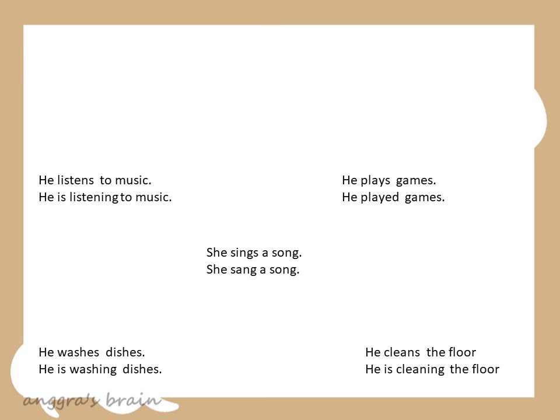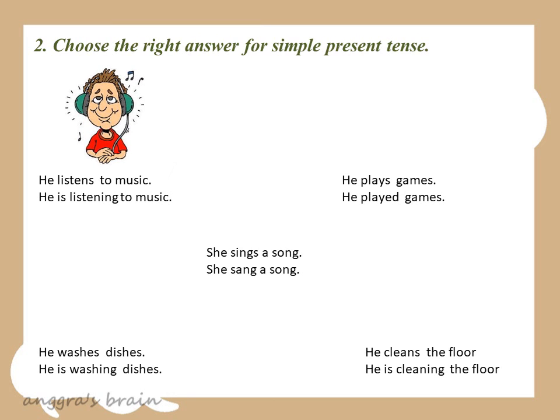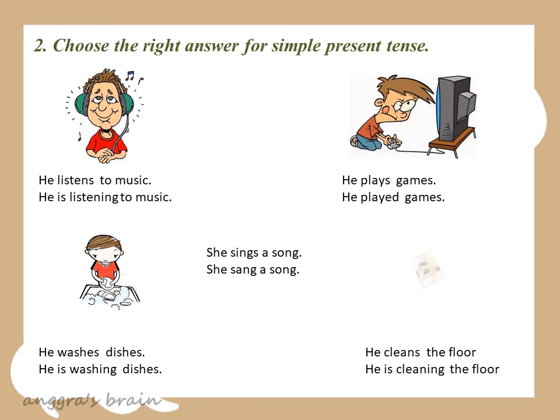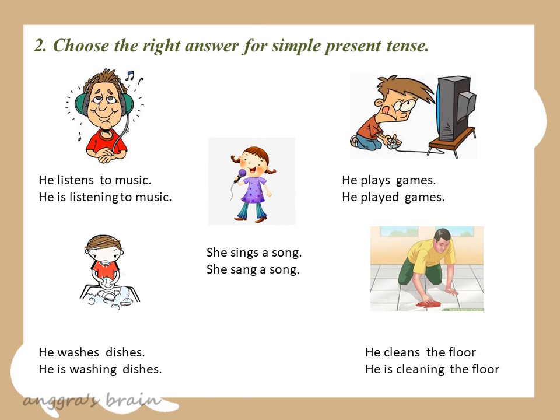The second exercise is to choose the right answer for the simple present tense. I have 3 pictures for you, and behind each picture there will be 2 different sentences, and you have to choose the right answer. This exercise will take you 5 minutes to finish. And this is the answer.